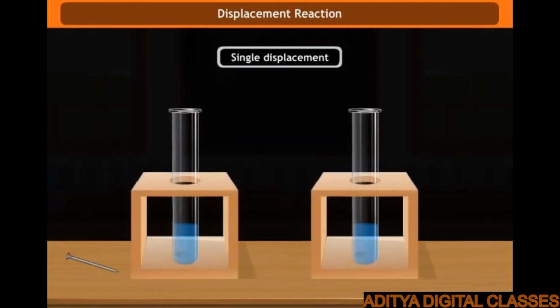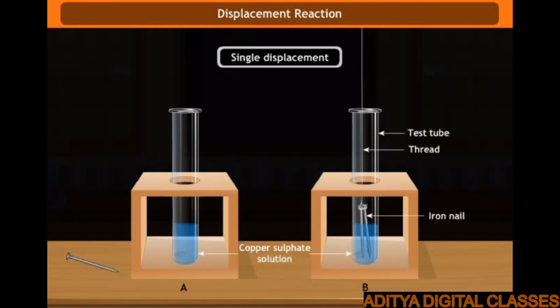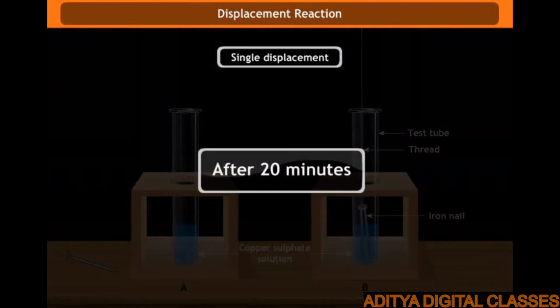Take 2 test tubes marked as A and B. In each test tube, take about 10 ml of copper sulfate solution. Tie 2 iron nails with a thread and immerse them carefully in the copper sulfate solution in test tube B for about 20 minutes. Keep 1 iron nail aside for comparison.